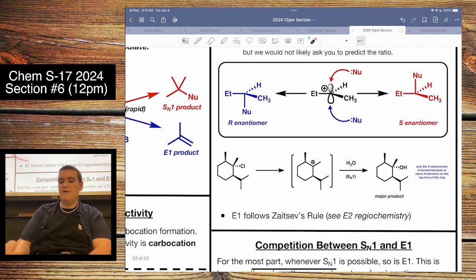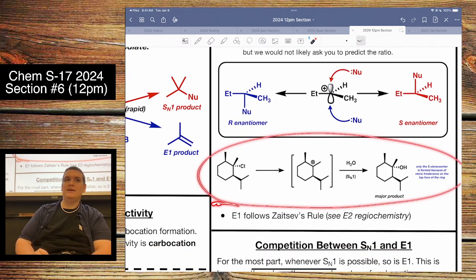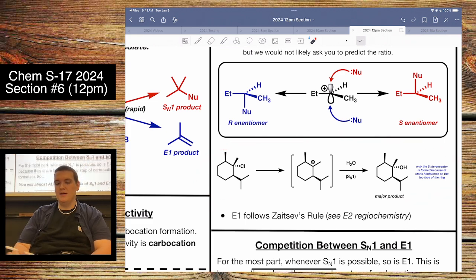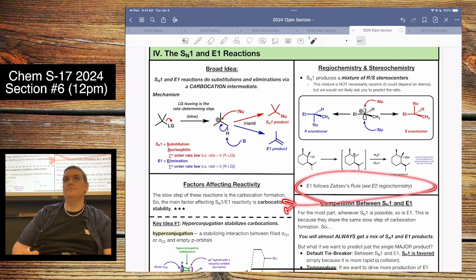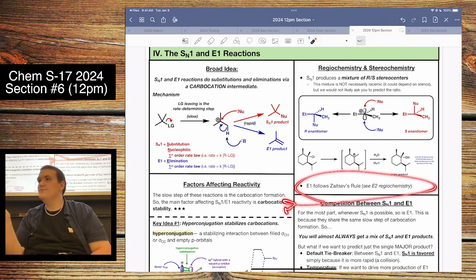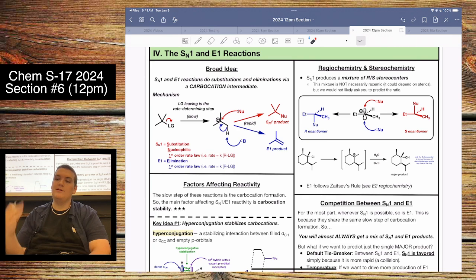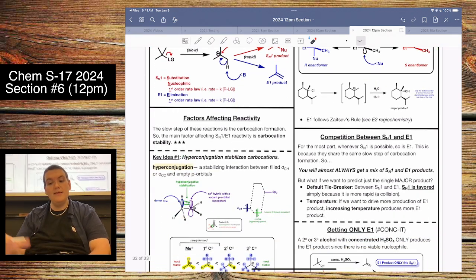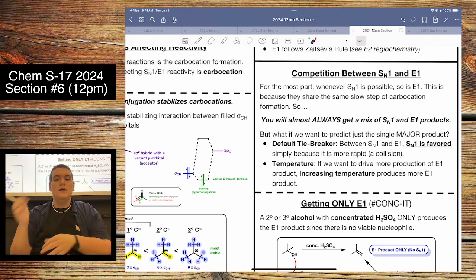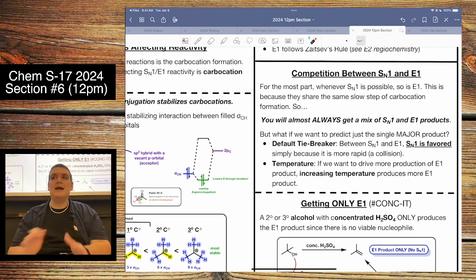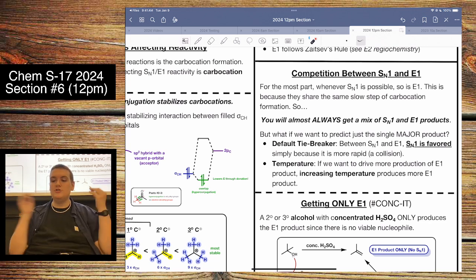I gave an example here of when that's not going to be a 50-50 mixture, but we don't really ask about this, so it's not that important, but you can read it if you want. For E1, it just follows our Zaitsev rule, where internal trans alkenes are favored. So it's kind of just like E2 for which one's formed. The big thing I hinted at earlier is that when you have SN1 as a possibility, you are also going to have some E1 happening. They always happen together. So we need to make some ground rules for how to control which one we want as our major product.